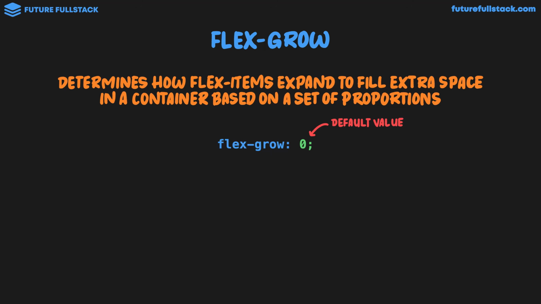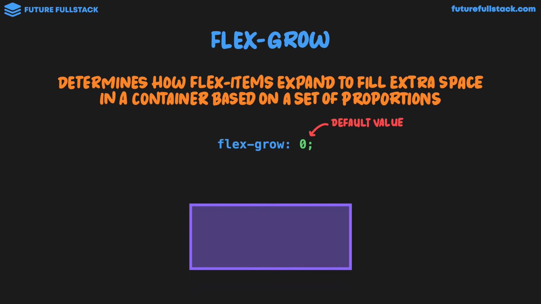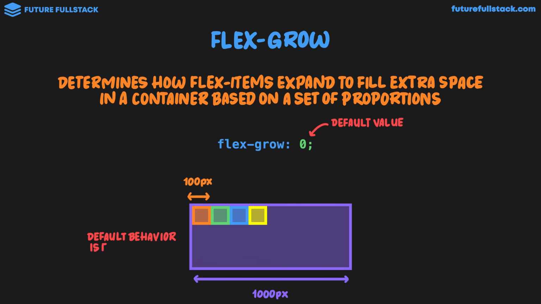So let's look in diagram form how this works. We have our flex container, and let's say it has a width of 1000 pixels. We have our flex items, and let's say each of them has a width of 100 pixels. The default behavior is that flex items do not expand to fill any available space in the flex container. So in this instance, horizontally inside the container, there's 600 pixels of available space, which is 1000 pixels minus 4 lots of 100 pixels, giving us 600 pixels. So by default, the flex items stay as they are, and any available space will remain as available space.